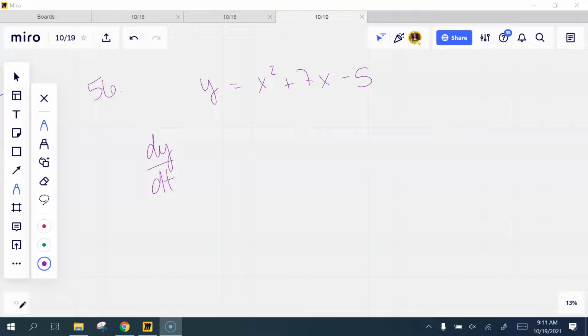I want you to find dy dt. Well, there's no t in there, right? If you would just put dx in your answer, you're actually really close. You didn't write down the extra. You have to change.